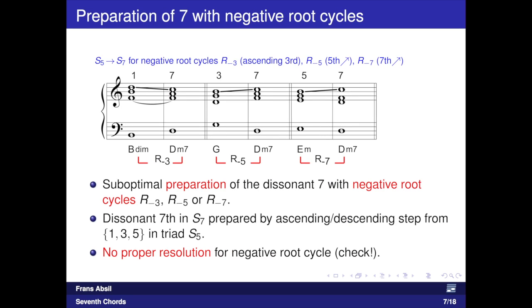A less than optimal preparation of the 7 is obtained when using negative root cycles. Here we see how the dissonant 7 is reached through either ascending or descending stepwise motion from the previous consonant function 1, 3 or 5. The stepwise approach is considered acceptable as the next best preparation of the 7th. However, when using negative root cycles, we will not get a descending stepwise resolution of the 7th. You may want to check that.